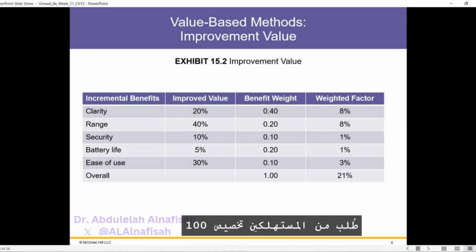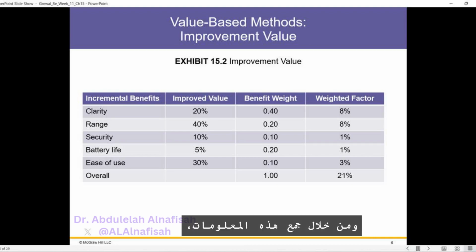Additionally, the consumers were asked to allocate 100 points among the 5 attributes to indicate their relative importance. For the clarity dimension, they assigned a weight of 0.40. This suggests that clarity is considered an important factor by the consumers in their evaluation of cell phones.